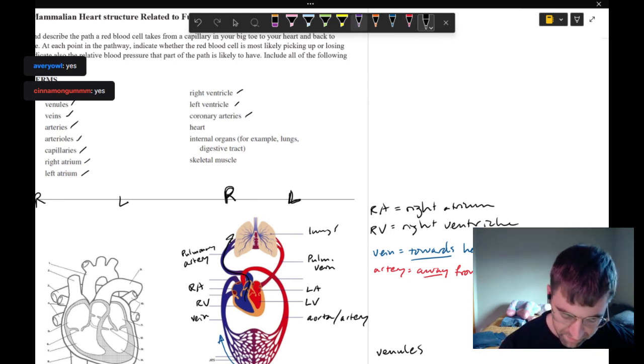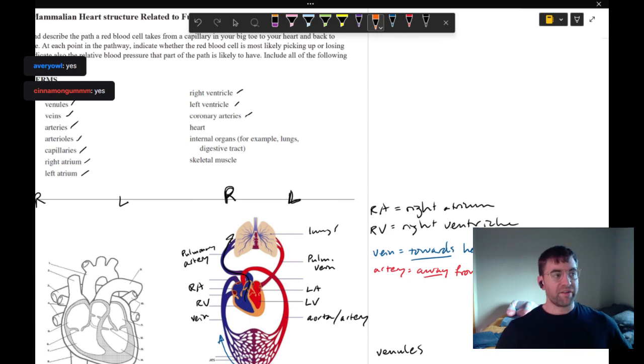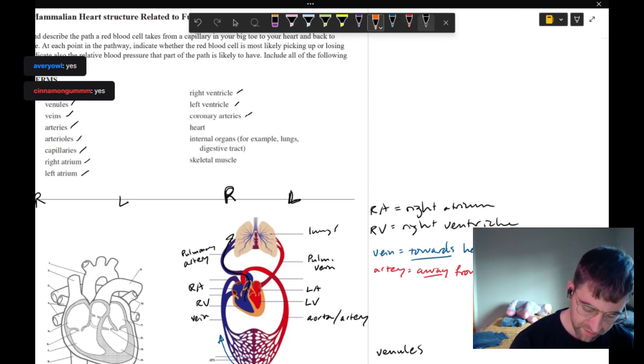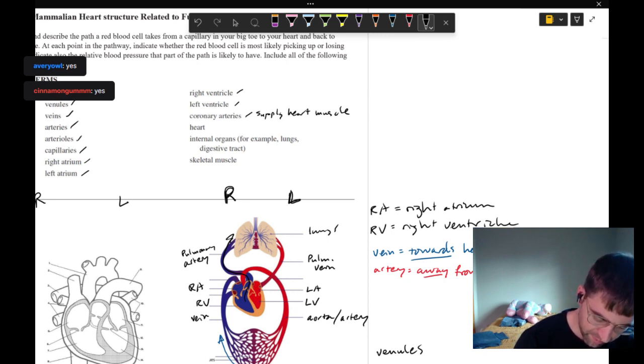Coronary arteries. These are important. Coronary arteries are the blood vessels that supply the heart with the blood that it needs to function. The heart is a muscle. It needs oxygen just like all the other tissues, and so it has its own blood supply. This is distinct from the circuit that we just talked about. So, supply heart muscle. I'm going to make that distinction with nutrients.